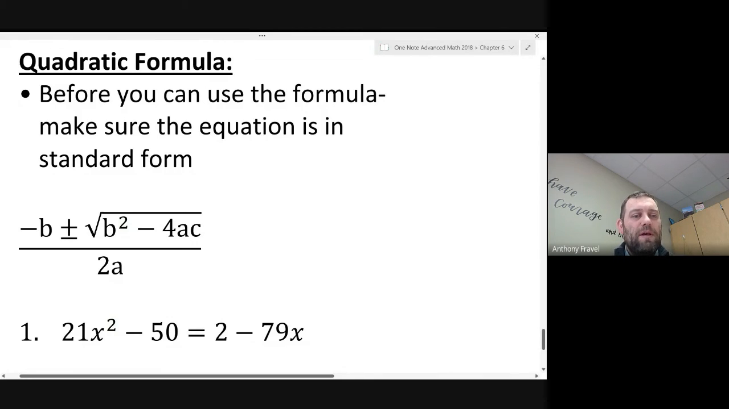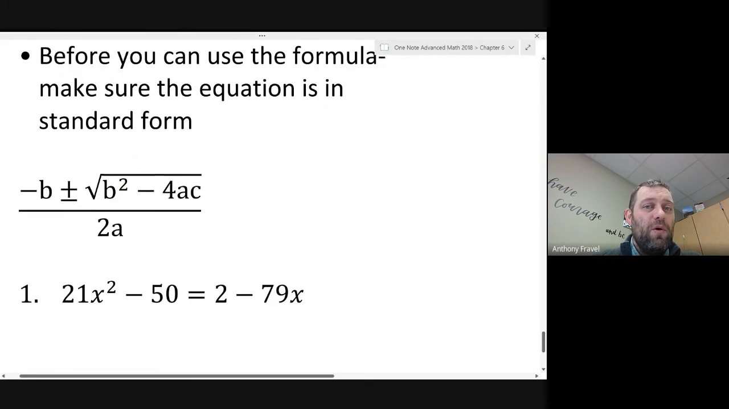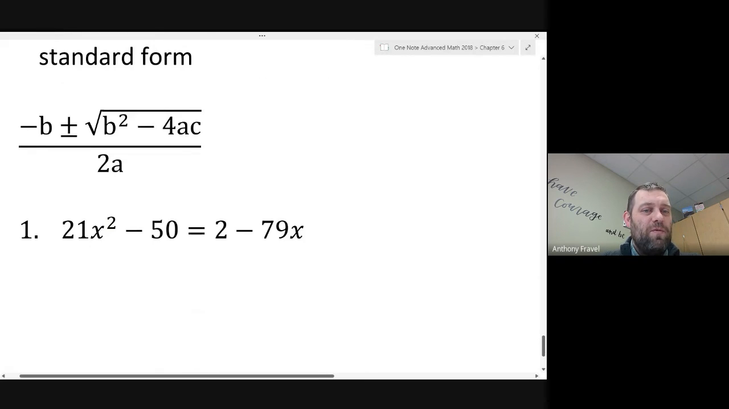Write down that formula. It will be used. These are ones where, if you cannot factor it right away, you can use the quadratic formula and it will give you the answer. It just takes a lot more time. So I'm going to go through. I'm going to make sure this one's in standard form.